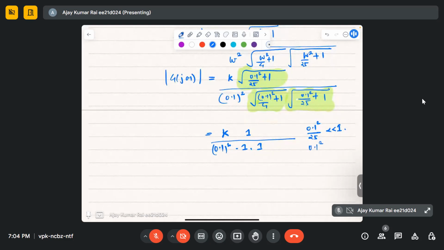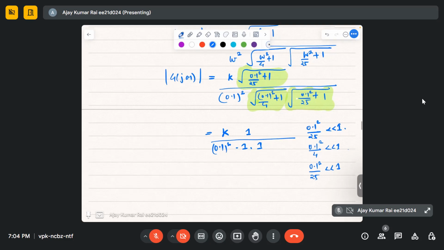Again, in the denominator also you can do this. As compared to 1, the value is very small. That's why we are neglecting it. But you're getting this, right? K by 0.1, that is what we can write. 100k.